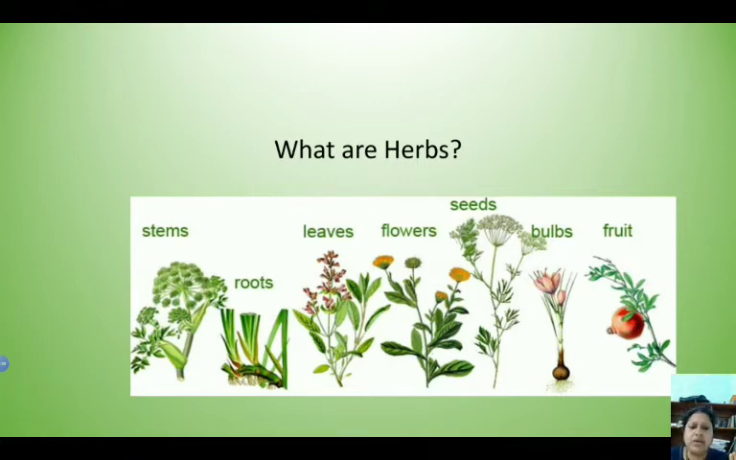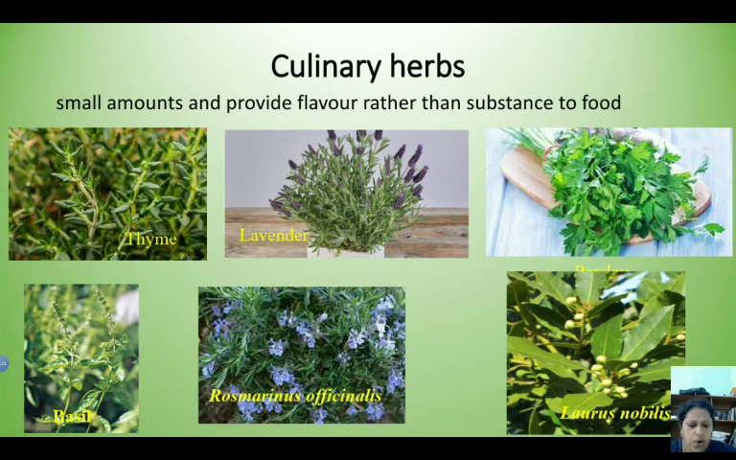Mostly the herbs are referred to as the leafy green or the flowering parts of the plant. You can see from the picture, you can see the stem, some of the roots are used, some of the leaves are used, flowers are used, seeds are used, even bulbs are used, and even fruits are used. So these all come together under the general term herbs. Keeping this in mind, you should know the difference between different herbs, which are categorized based on some conditions. First we'll be seeing the culinary herbs.